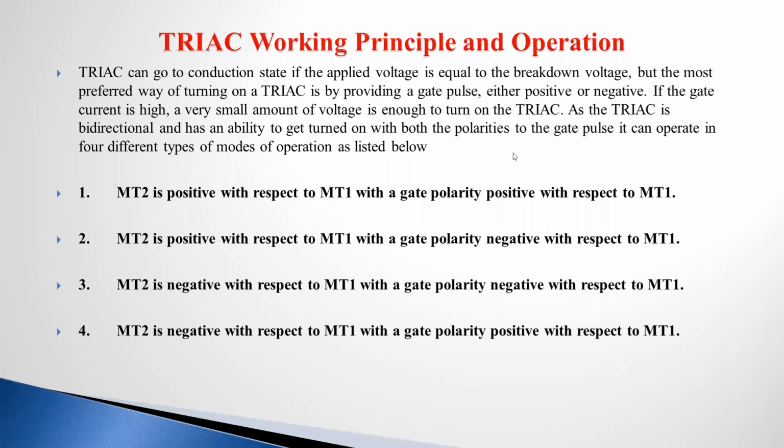Here, the triac can be turned on in 4 ways. Or the modes of operation of the triac are like this: first mode, second mode, third mode, and fourth mode. In the first mode, MT2 is positive with respect to MT1 and the gate is positive with respect to MT1. MT2 is positive, MT1 negative, gate positive. Clear? This is the first mode.